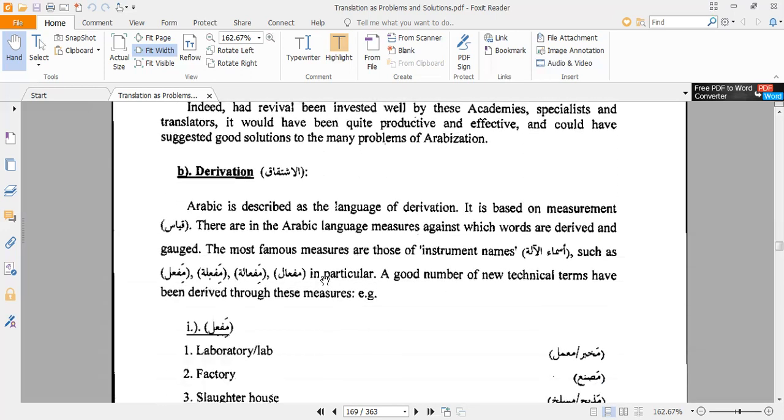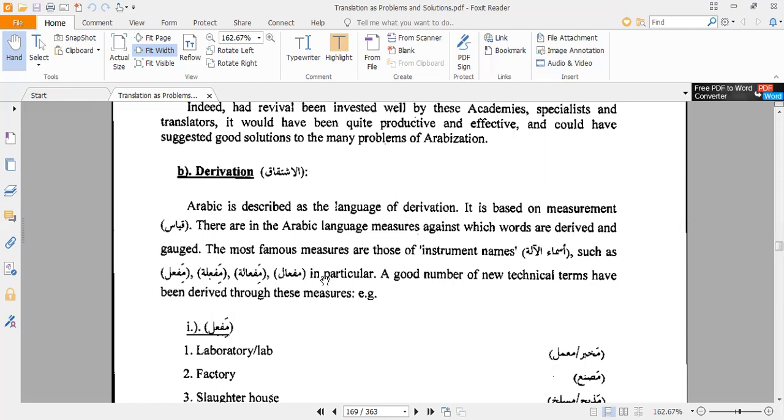The second or the third strategy or the third technique of coinage is derivation. Derivation, الاشتقاق. Arabic is the language of derivation. Arabic اللغة العربية هي لغة الاشتقاق. بقدر من كلمة كتب بقدر أشتق مكتبة، مكتوب، كاتب، and so on. يعني بقدر أشتق اسم الآلة واسم الفاعل واسم المفعول وأشياء تانية كتير في الاشتقاق. فاللغة العربية هي لغة الاشتقاق.